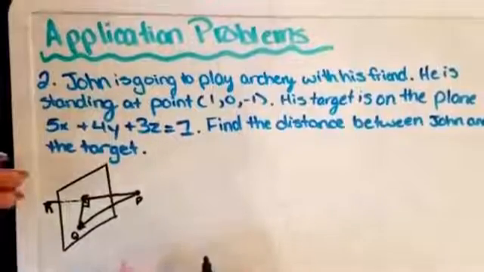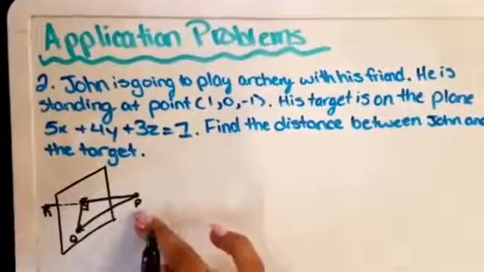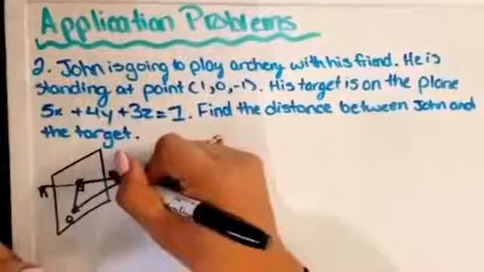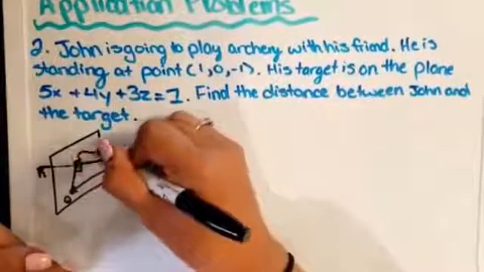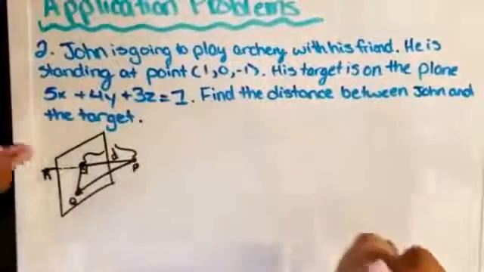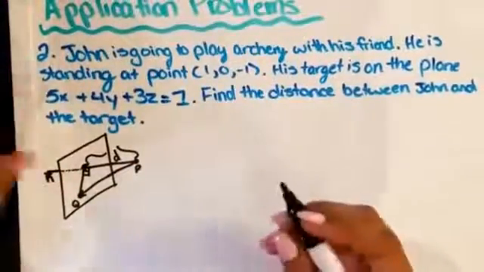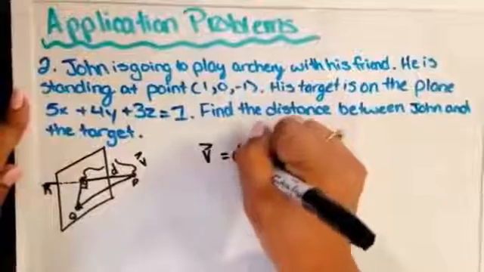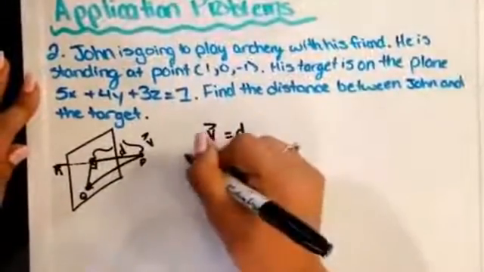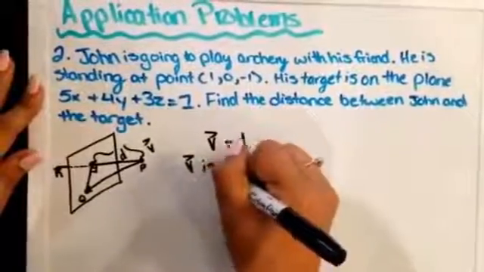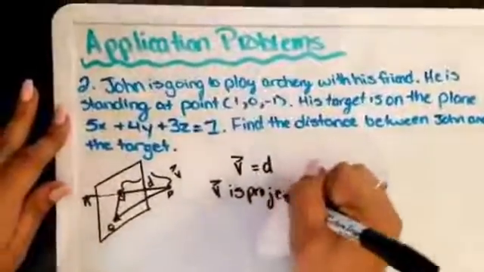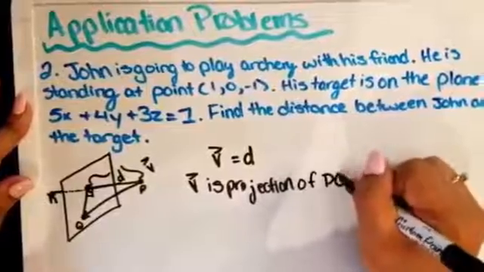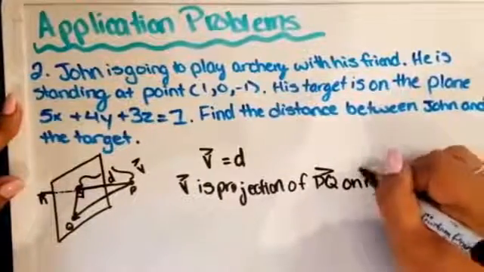So they've given us a diagram, and as we can see here, P, our point, is here. We have an unknown point, Q, here. And the distance is obviously this vector right here between the plane and the point. So let's just call this vector V. So vector V is equal to distance. Now, we know V is the projection of the vector PQ on the normal vector of the plane.